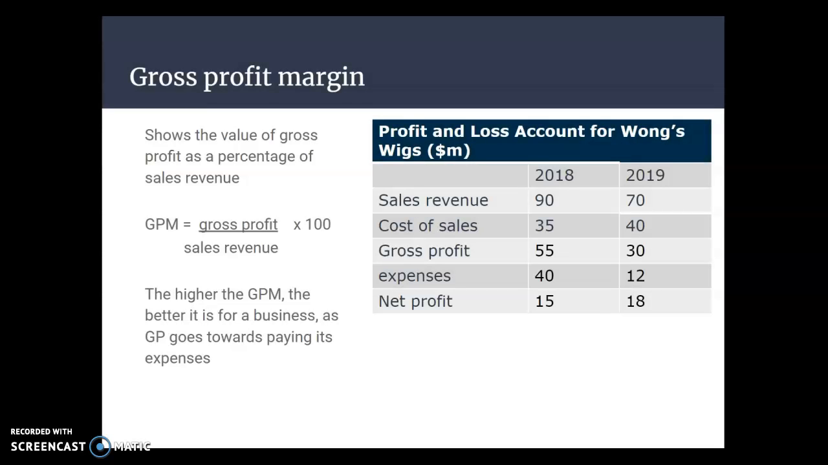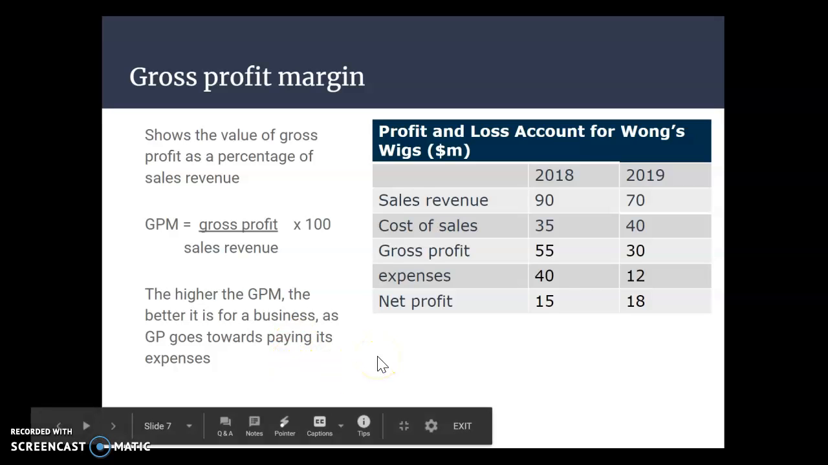So on the right-hand side, you've got a very simplified profit and loss account for 2 different years for a case study business. So gross profit margin shows the amount of the sales revenue that then becomes gross profit, but it shows it as a percentage, and percentages are really good because it makes it really easy to compare one year to another, because we can't look at that 55 and that 30 in isolation because the sales revenue figure was different. So what we want is something nice and easy to compare, which is a percentage.